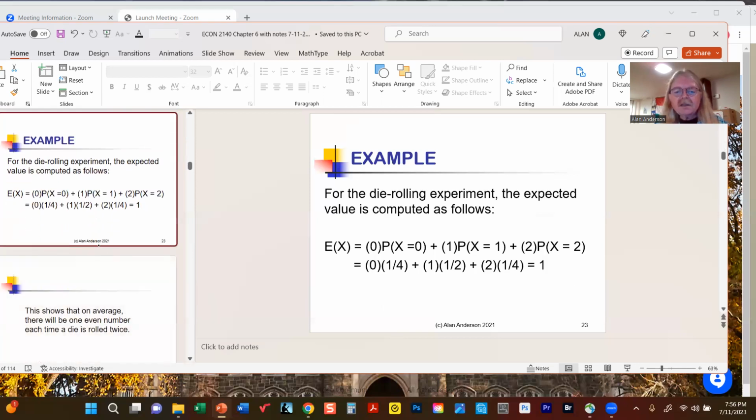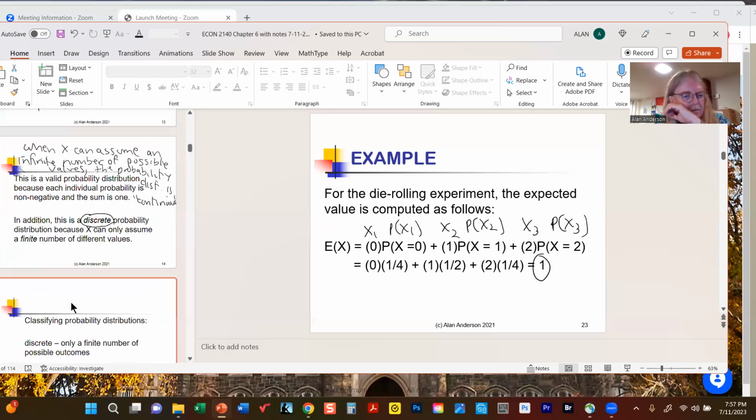Okay, so this is the first x. This is the probability of x1. This is x2. This is the probability of x2. This is x3, and this is the probability of x3. When you multiply those out and add them up, it's 1. Now, how do we interpret that? Well, remember what this refers to. This is the expected number of evens that turn up when we roll the die twice. So in other words, we're saying that on average, when we roll the die twice, we'd expect to get a single even number.